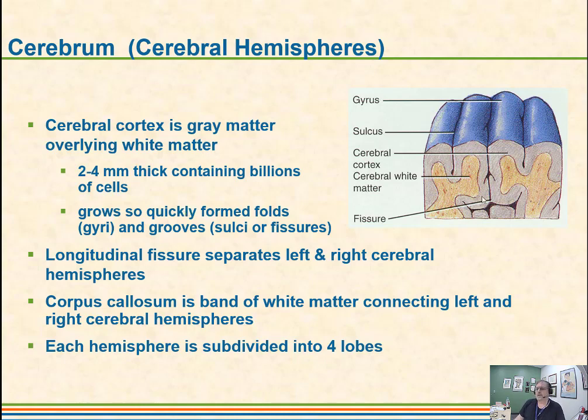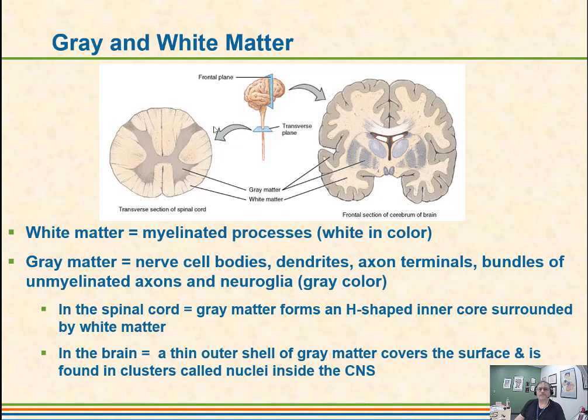Now, there is a big deep fissure that separates the left and the right side, and the two halves of the brain do communicate with each other. There is a band of white matter, which is made up of myelinated fibers, which crosses from one to the other and allows them to talk to each other. Each hemisphere is divided into four lobes, which we will discuss in just a little bit.